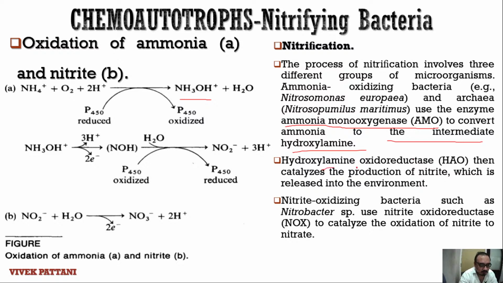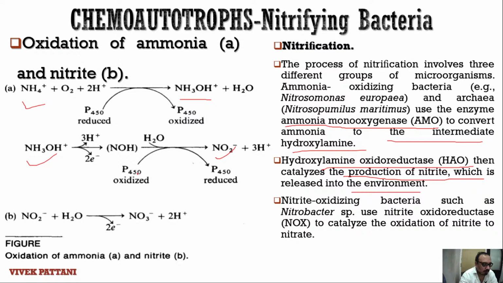Next, the enzyme hydroxylamine oxidoreductase catalyzes the production of nitrite, which is released into the environment. So this is the first reaction, where ammonia will be converted into hydroxylamine and hydroxylamine will be converted into nitrite. And now the conversion of nitrite is done by Nitrobacter winogradskyi or Nitrobacter agilis or Nitrobacter hamburgensis or Nitrococcus mobilis.